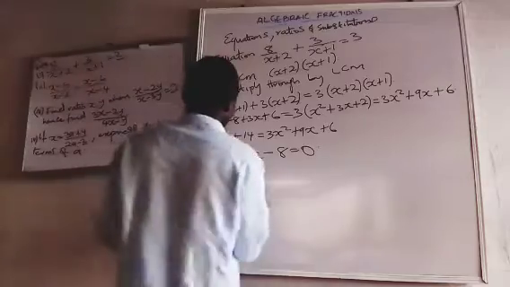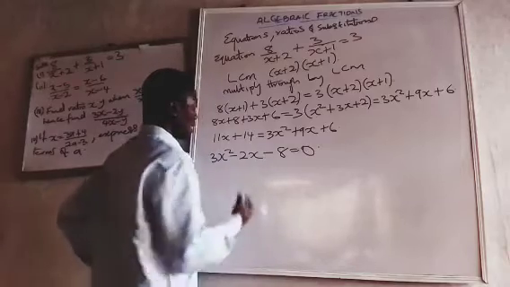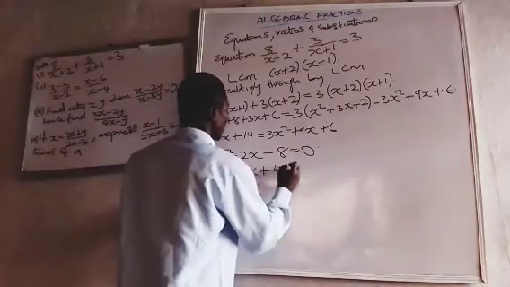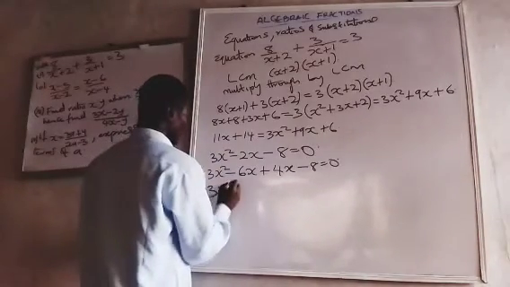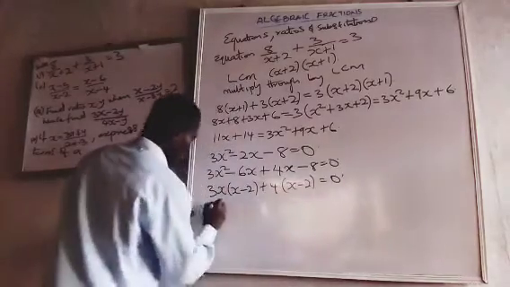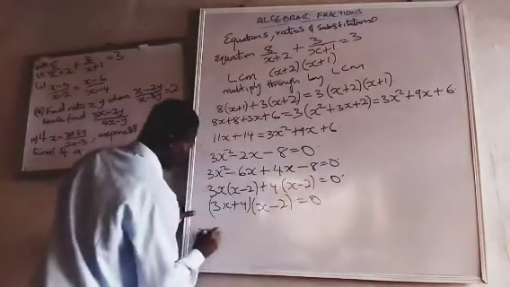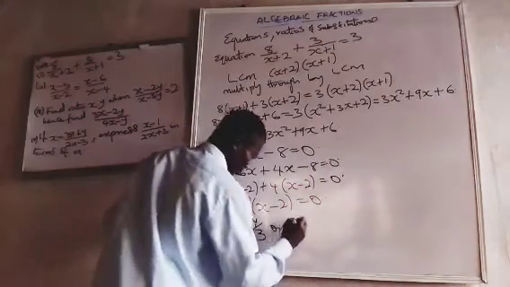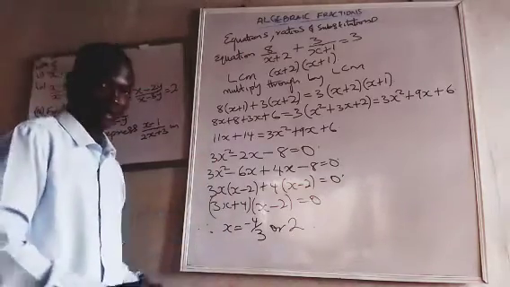Now let's factorize. We have minus 24. Two numbers that will give us that are 6 and 4. So we are going to have 3x squared minus 6x plus 4x minus 8 equals 0. So we have 3x into x minus 2 plus 4 into x minus 2. So 3x plus 4 into x minus 2 equals 0. Therefore, x will be equal to minus 4 over 3 or 2. So you can see, we had an equation and we have solved it. Very simple.